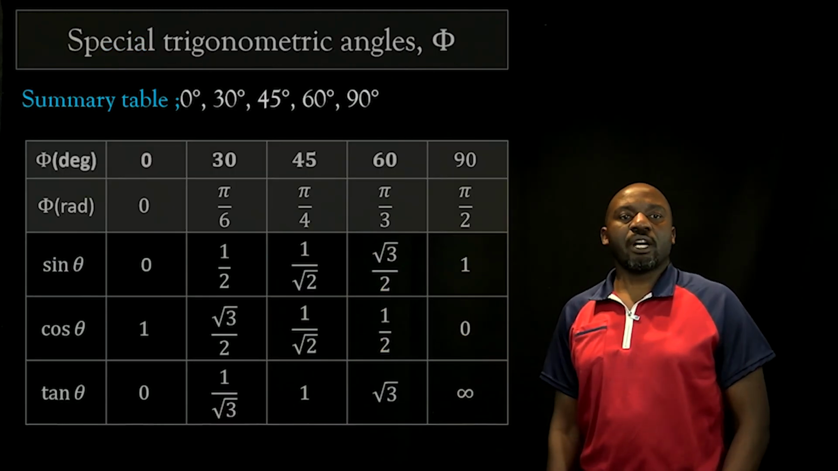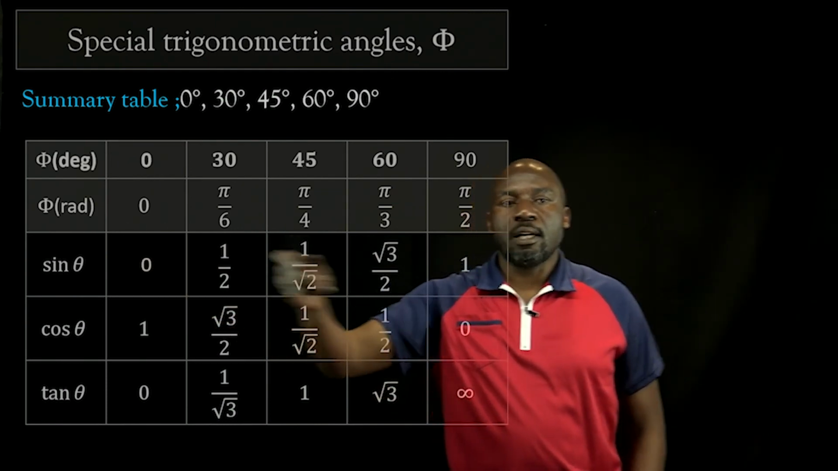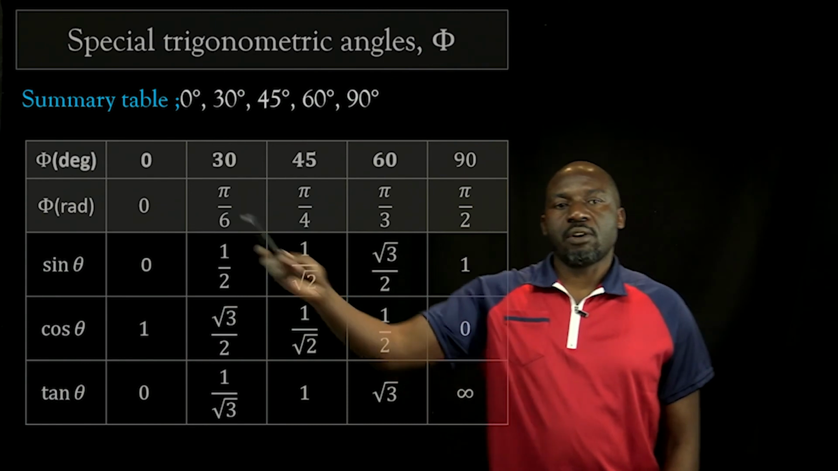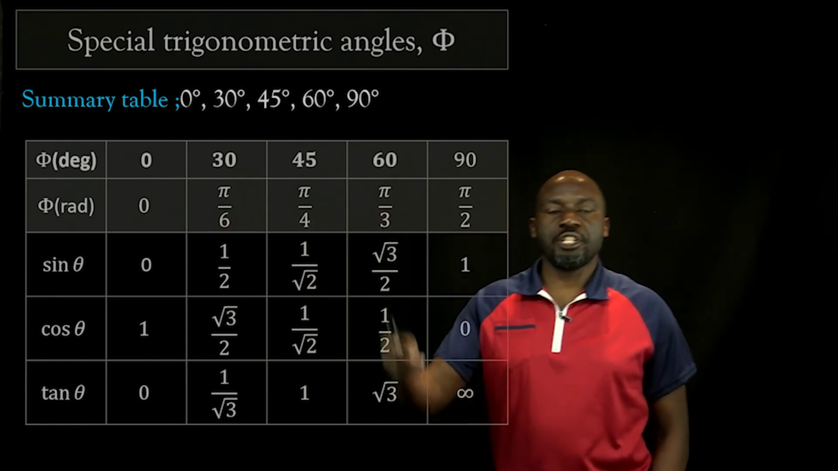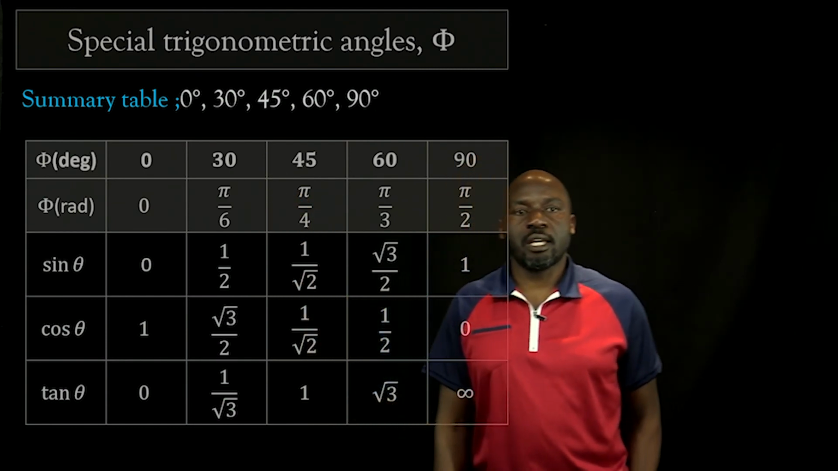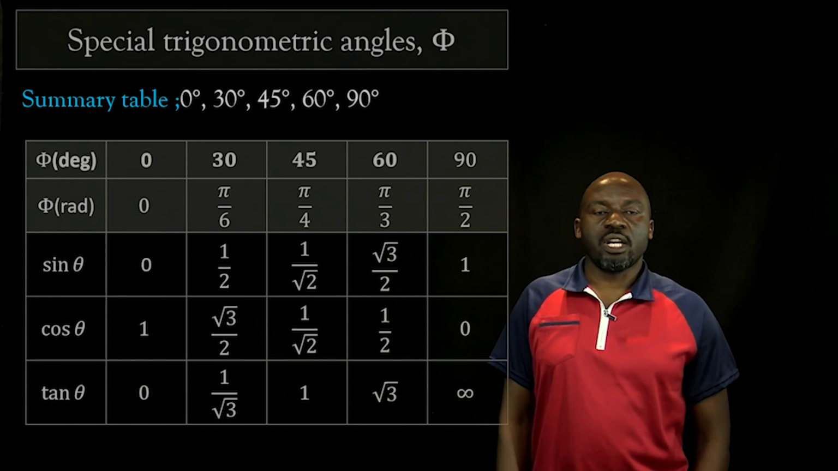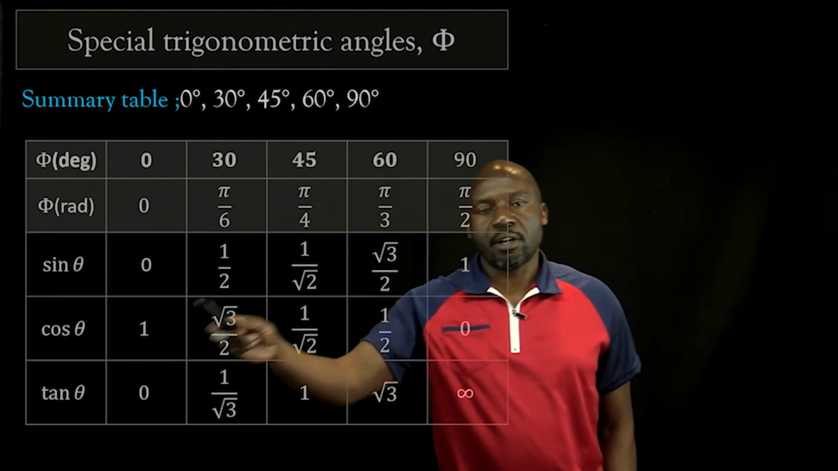Okay, I believe I have a summary table for this. I've included a second row there where the angles have been expressed in radians. If you do not know how to change angles from degrees to radians, please watch the video. I think it's the previous video where we have talked about the radian measure. Okay, and so this is a summary of the results.